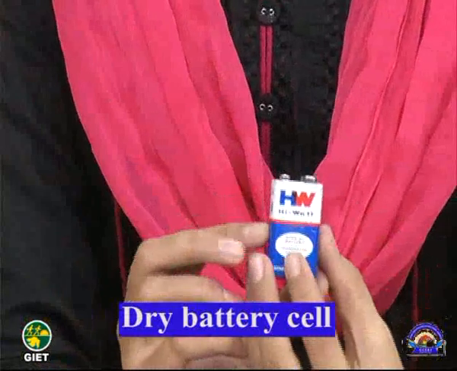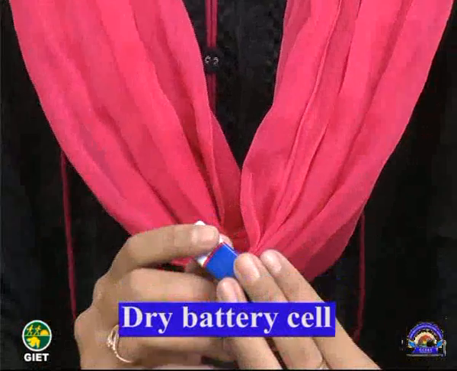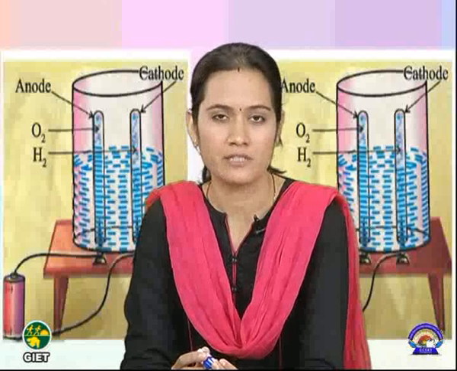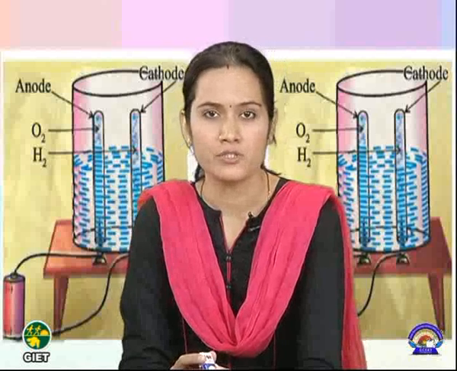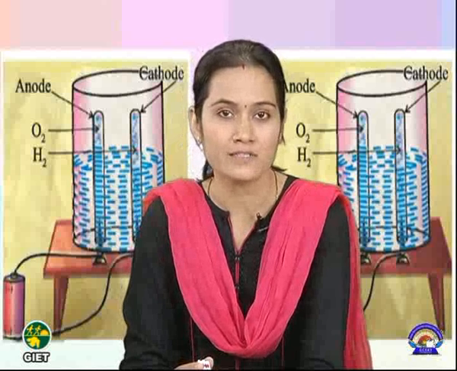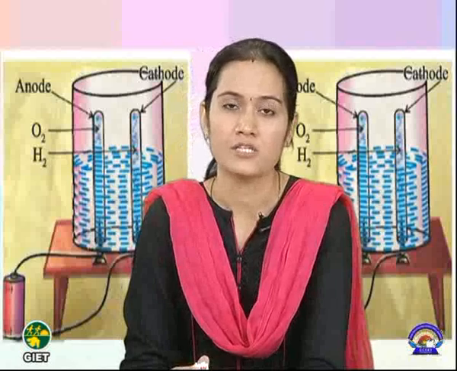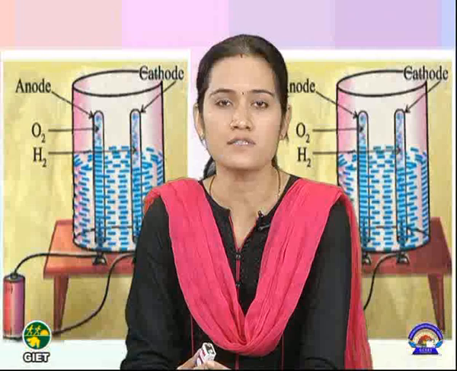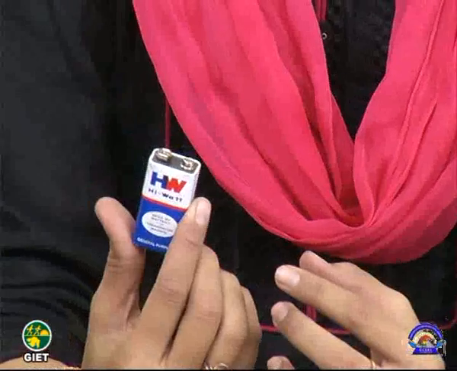Students, this is a dry battery cell. This is used in clocks, toys, remote controls and geysers. You might have seen this around you. The other type of battery you must have seen: have you seen the Activas and cars? They use a liquid battery. So, these are 2 types of battery. The one is dry battery and the other is liquid battery. We will use a dry battery for our experiment.